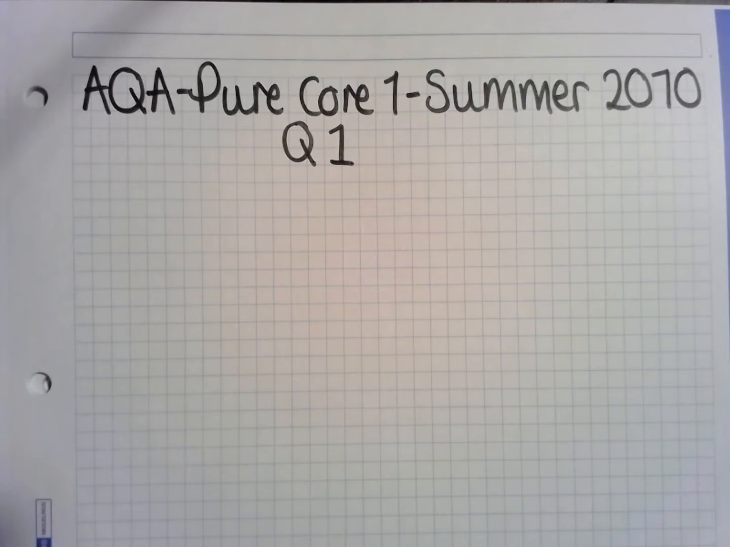Okay, so hello, this is AQA Pure Core 1, Summer 2010, question 1. The question is about a trapezium. It's the algebra part of the specification, so don't worry about differentiation. You'll only make the kind of question more difficult for yourself if you start differentiating things.